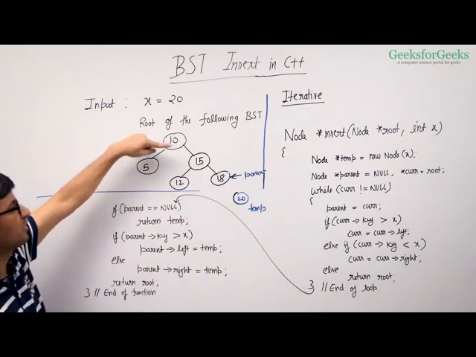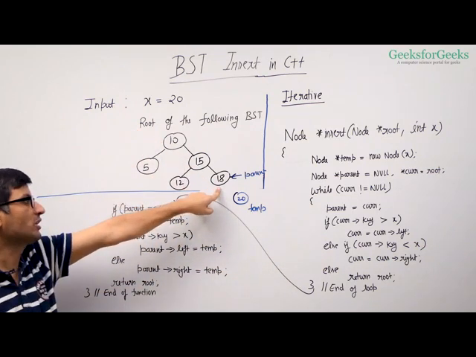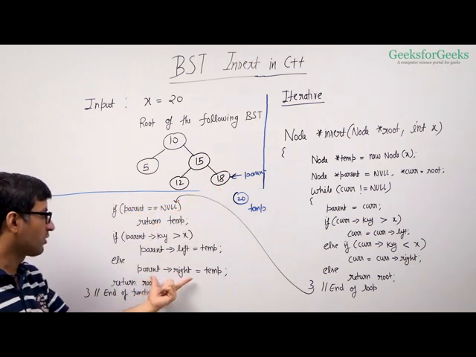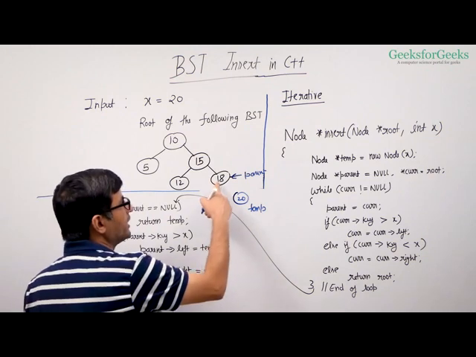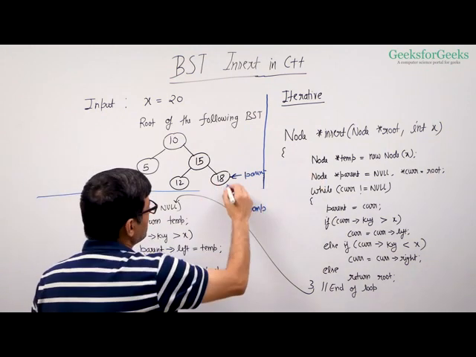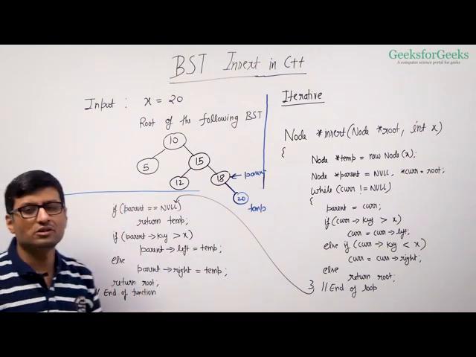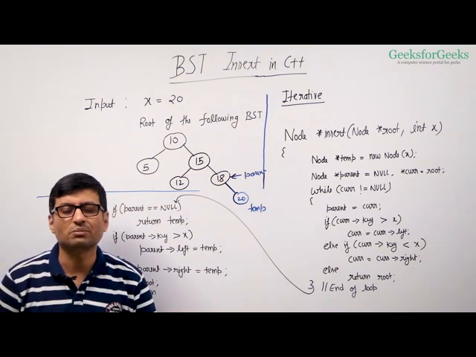We began from root, came here. We have the parent pointer to this node. Now we are going to make parent arrow right equal to temp, because parent key is smaller than 20. That's all we'll do. And at the end, we'll return root. So this is iterative insert for BST.